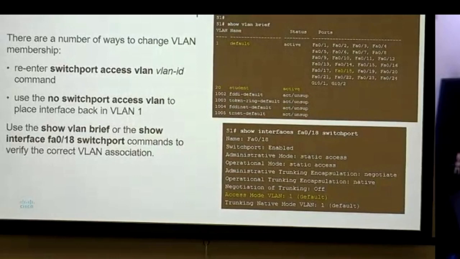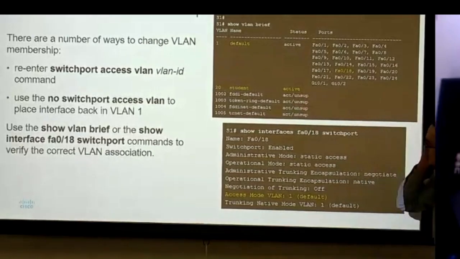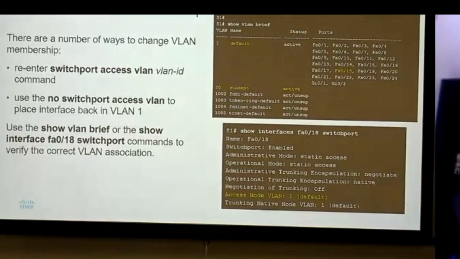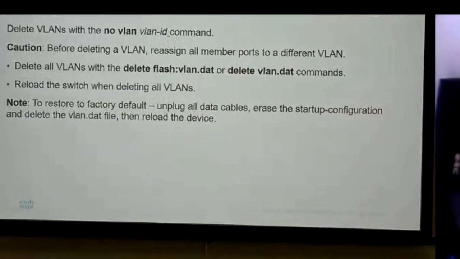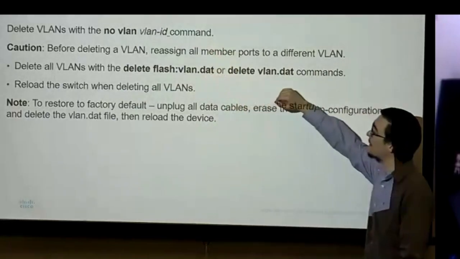Even though you remove a port from that VLAN, it doesn't mean that VLAN is deleted. That's a separate command. That's how you delete VLANs: no VLAN, and then that VLAN ID. Okay.